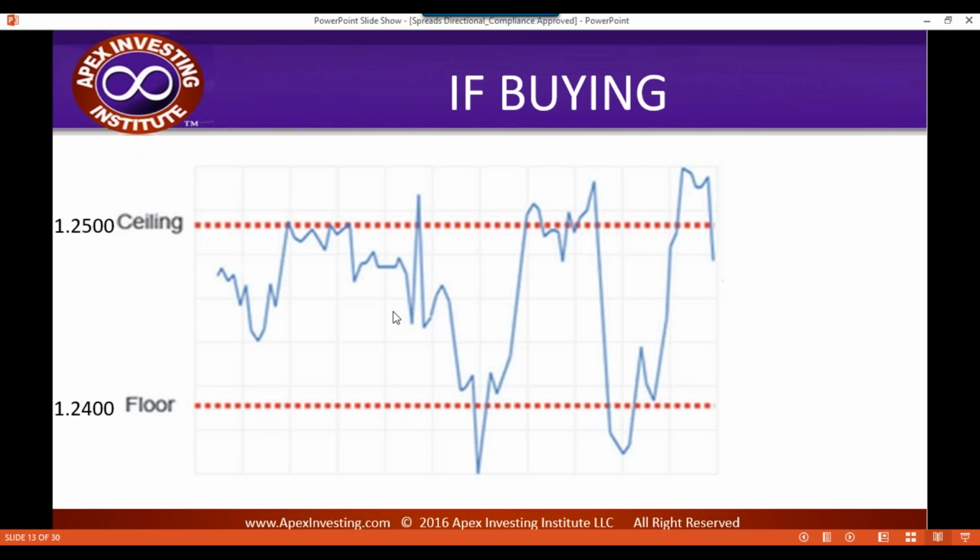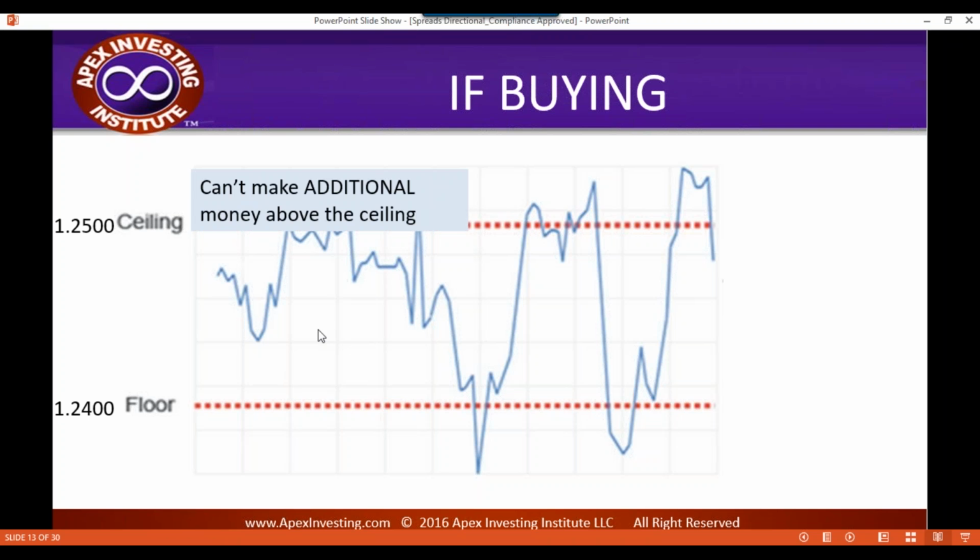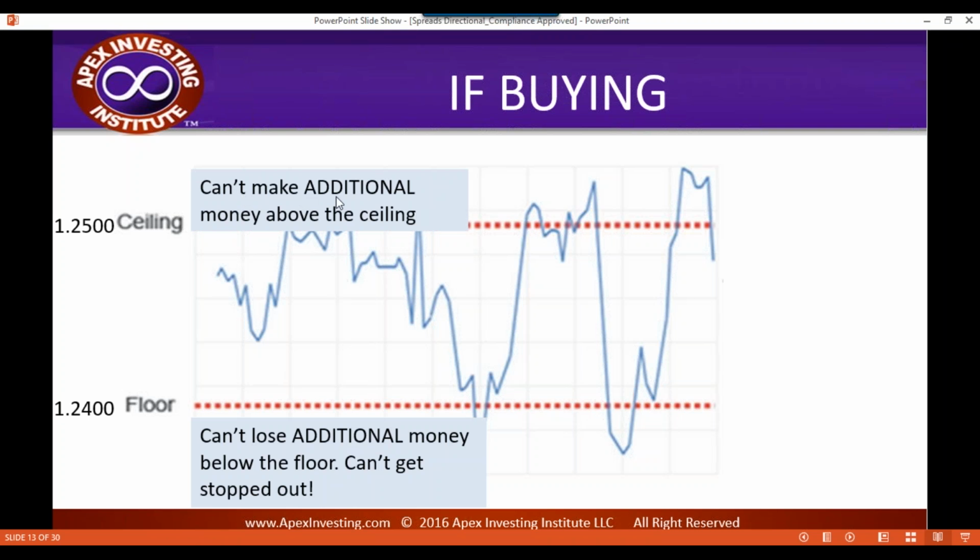So let's look at an opposite example. Let's say we were buying. Well, we cannot make additional money above the ceiling, and we can't lose additional money below the floor. And again, we're not going to get stopped out just because the market hits one of these levels, the floor or ceiling. So whatever strategy, system, charts or indicators we're using, if we feel the market's going to go up, we want to go long. We want to buy. If we're right and the market goes up, we're not going to make additional money above the ceiling. But if we're wrong and the market goes down, we can't lose additional money below the floor.